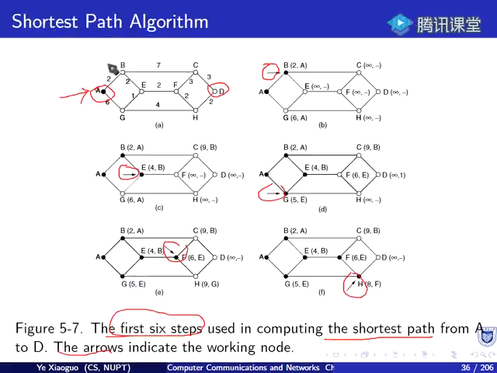Routing algorithms can be grouped into two major classes. There are many places where we refer to two major classes. For services, we have connectionless and connection-oriented. Here, for routing algorithms, we have non-adaptive and adaptive. Non-adaptive means static. Adaptive means dynamic.